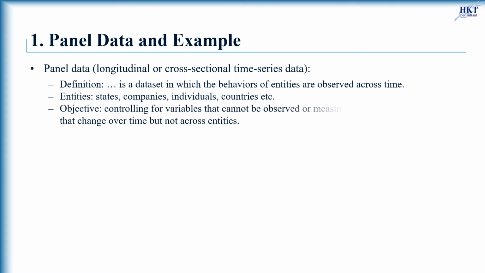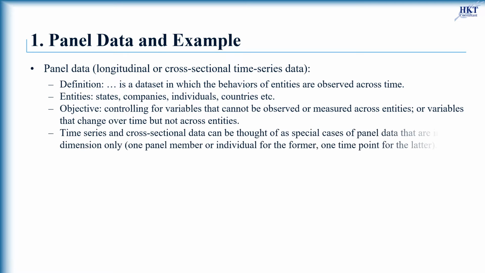Panel data allows us to control for variables we cannot observe or measure across entities, or variables that change over time, but not across entities. Time series and cross-sectional data can be thought of as special cases of panel data, that are in one dimension only, one panel member or individual for the former, one time point for the latter. A study that uses panel data is called a longitudinal study or panel study.